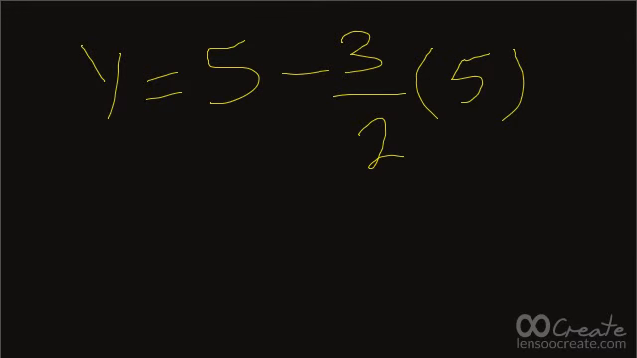Now, as you can see, there's still a set of parentheses in this problem. So in order to get rid of those parentheses, we're going to multiply 3 over 2 times 5, because there's an implied multiplication symbol in between the 3 over 2 and the 5. In other words, y equals 5 minus 3 over 2 times parenthesis 5 parenthesis.